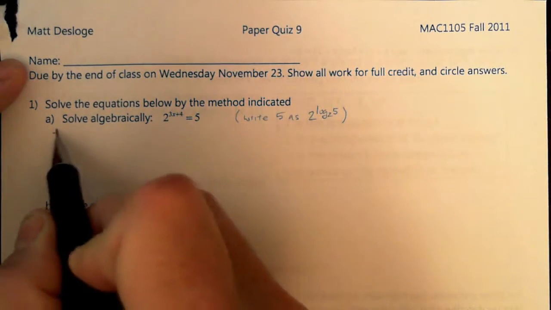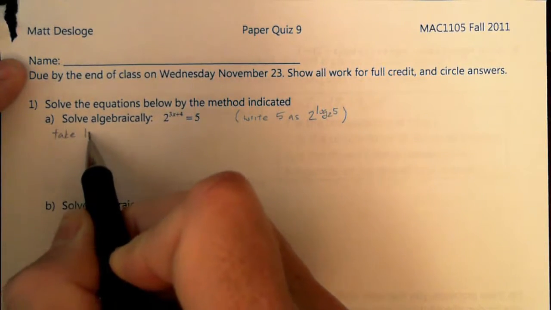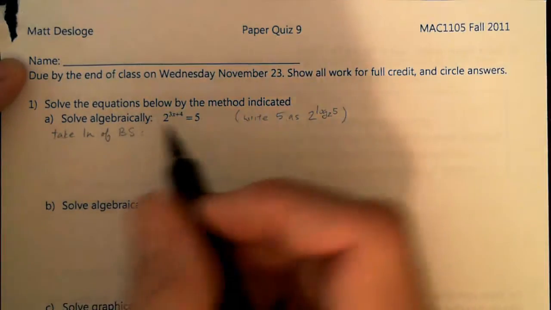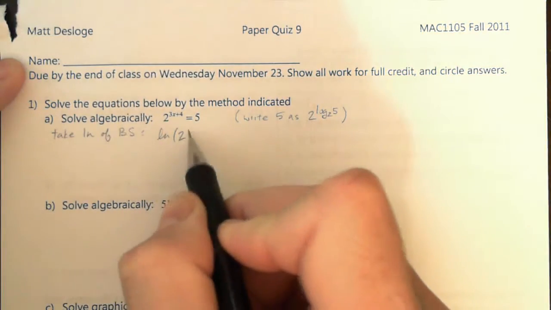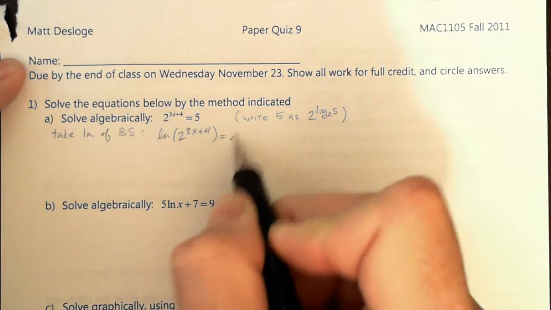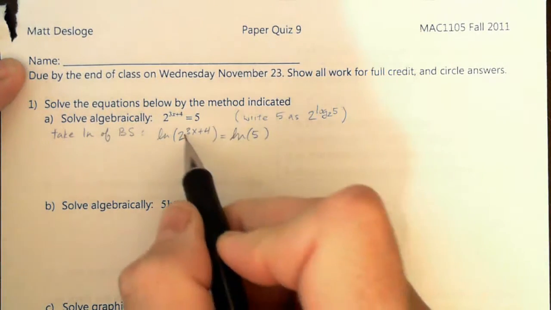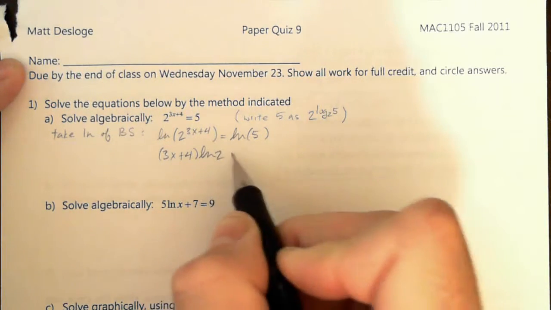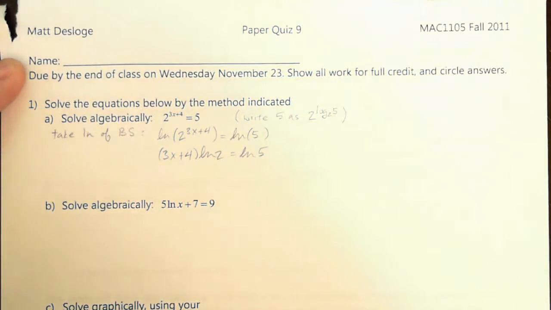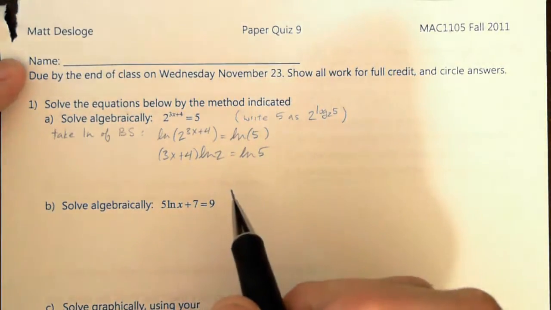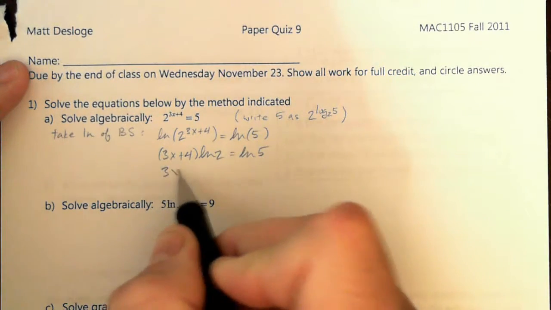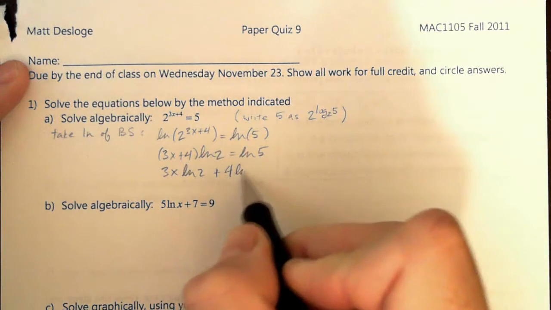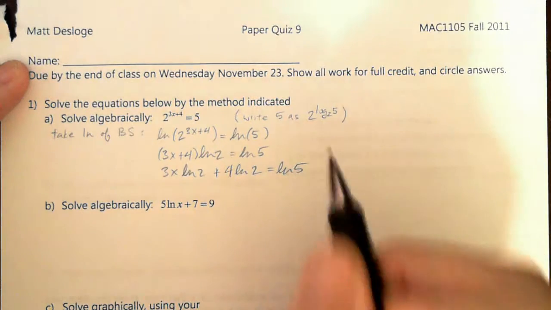Now, if we take, say, ln of both sides, we'd get something like this. ln of 2 to the 3x plus 4 equals ln of 5. And by one of our properties of logarithms, this becomes 3x plus 4 times the natural log of 2 equals the natural log of 5. And remember, the natural log of 2 and the natural log of 5 are just some numbers. So we would get 3x times the natural log of 2 plus 4 times the natural log of 2 equals the natural log of 5.